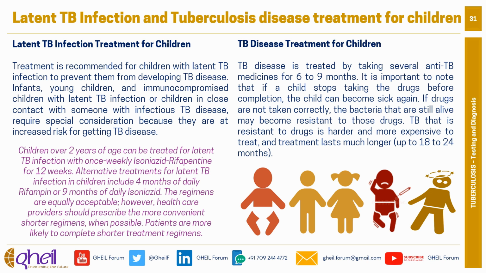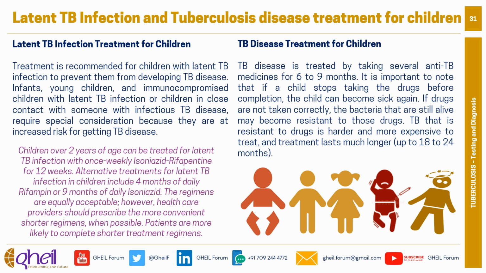Children over 2 years of age can be treated for latent TB infection with once-weekly isoniazid rifapentine for 12 weeks. Alternative treatments for latent TB infection in children include 4 months of daily rifampin or 9 months of daily isoniazid. The regimens are equally acceptable. However, healthcare providers should prescribe the more convenient shorter regimens when possible. Patients are more likely to complete shorter treatment regimens.